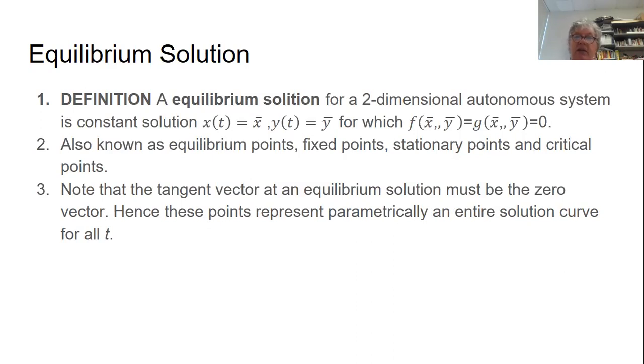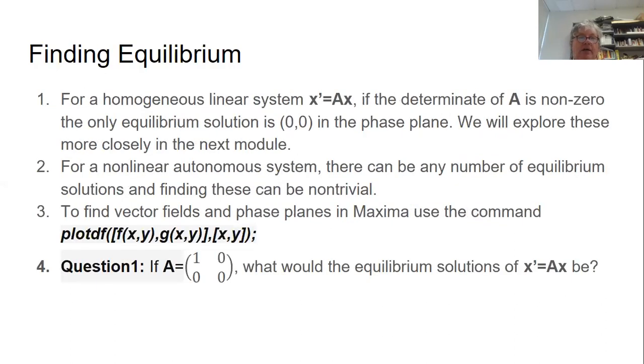Note that if you have an equilibrium solution, since f of x,y and g of x,y are 0 at that point, the tangent vector is the zero tangent vector. That means in the xy plane, that solution doesn't move. So a single point represents parametrically an entire solution curve for all t. Very nice. Finding equilibrium solutions is the main thing of this section, the main thing I'm going to ask you.